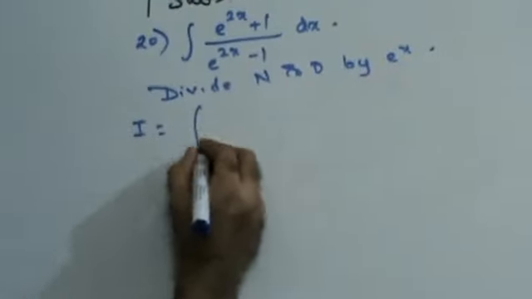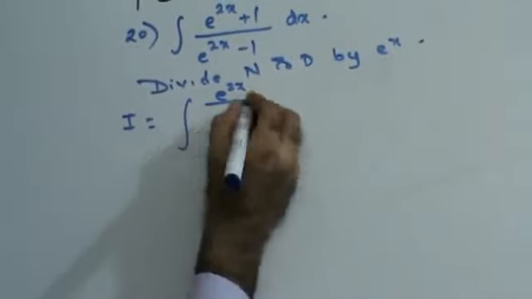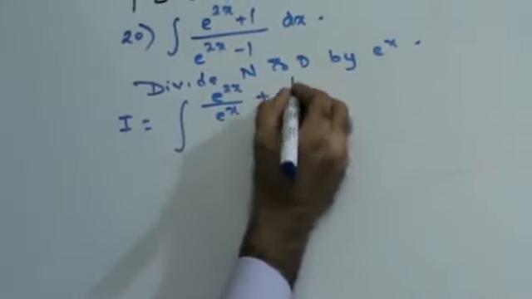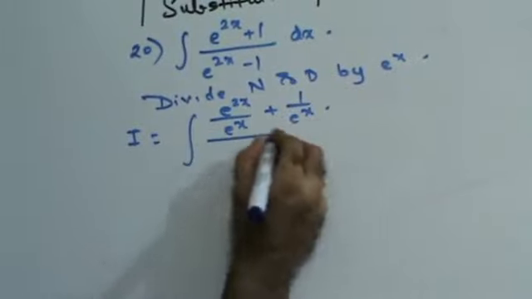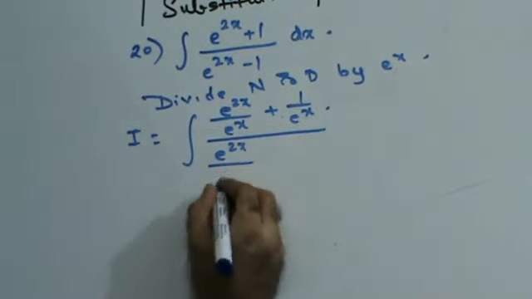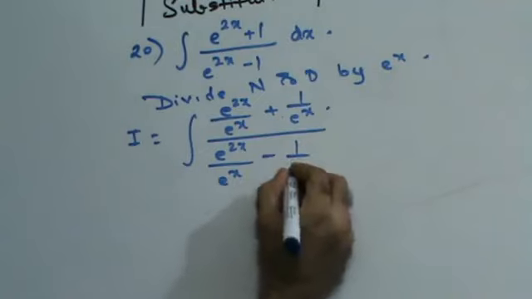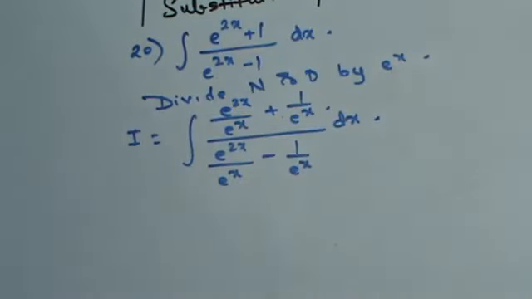Integral of (e^(2x) + 1)/(e^(2x) - 1) dx. Divide numerator and denominator by e^x. So I is the integral of (e^(2x)/e^x + 1/e^x) upon (e^(2x)/e^x - 1/e^x) dx.